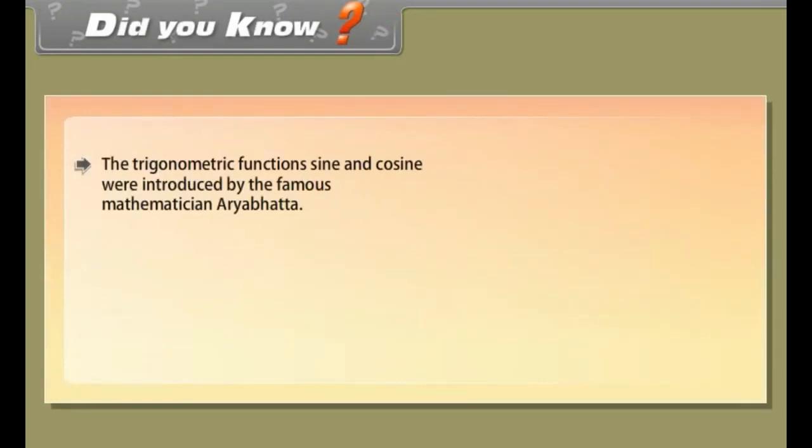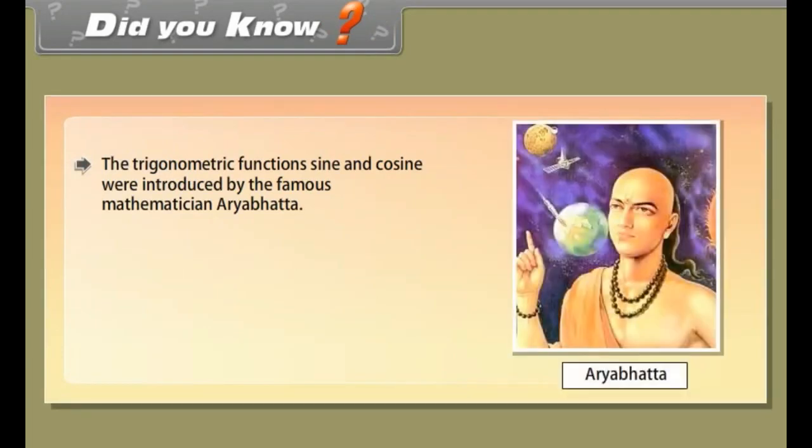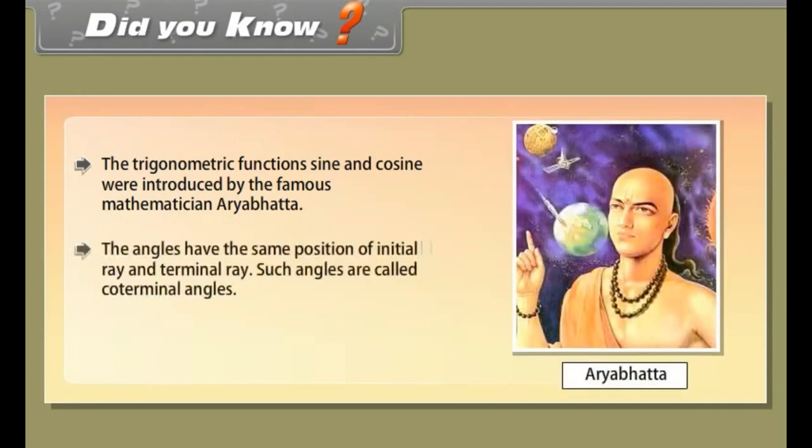Did you know the trigonometric functions sine and cosine were introduced by the famous mathematician Aryabhata? Angles that have the same position of initial ray and terminal ray are called coterminal angles. Sine, cos and tan are not multipliers.